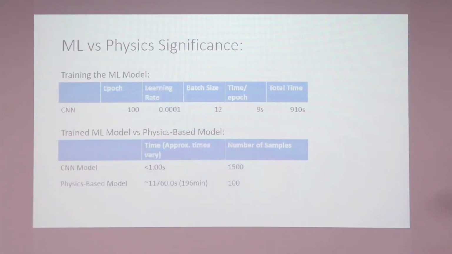But after the model was trained, the time difference was very significant. The convolutional neural network could do 1,500 samples in less than a second, while the physics-based model took about 196 minutes to do 100. So if you're trying to predict how a wildfire will spread, or you need to make an evacuation procedure or anything like that, the physics model might not give you enough time, whereas the machine learning model could quickly inform decisions.